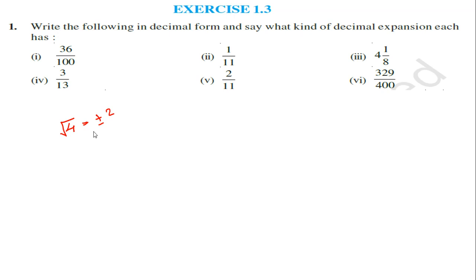Any number's square root, if you are finding that, then you have to check both possibilities, whether the square root can be positive or negative. So the square root of 4 is not 2. Now if somebody asks you, your answer should be perfect. The square root of 4 is plus or minus 2, not only 2.